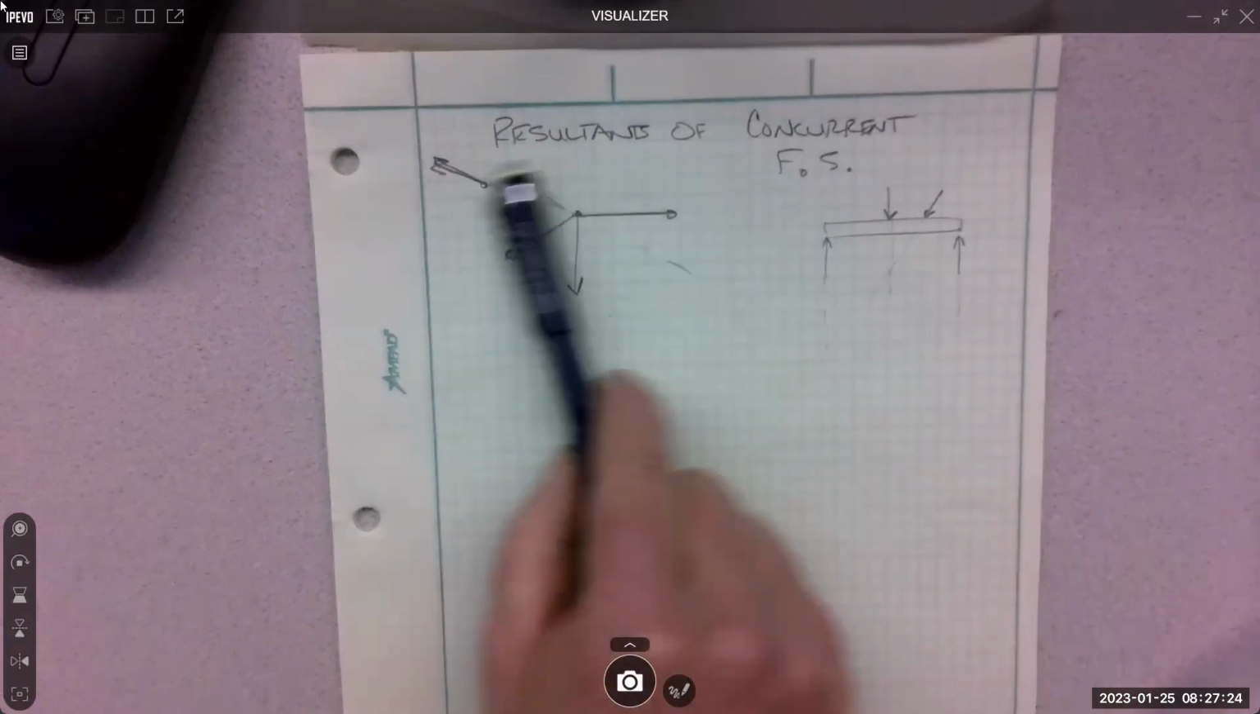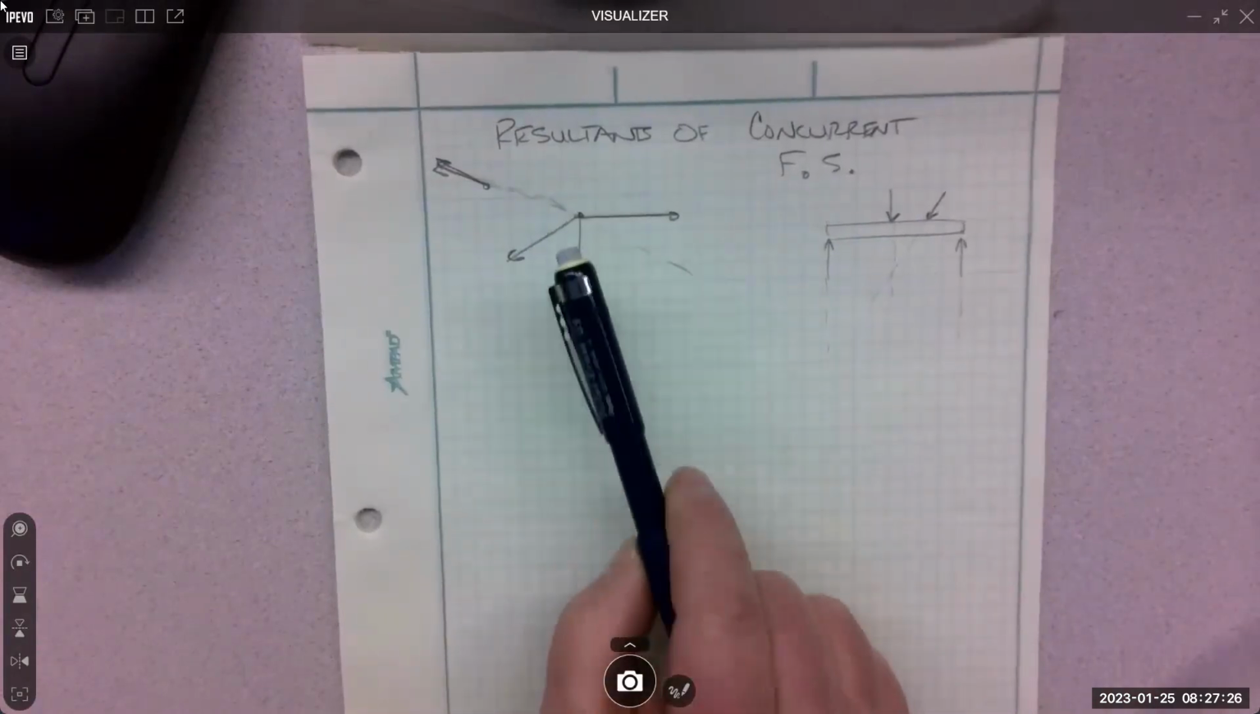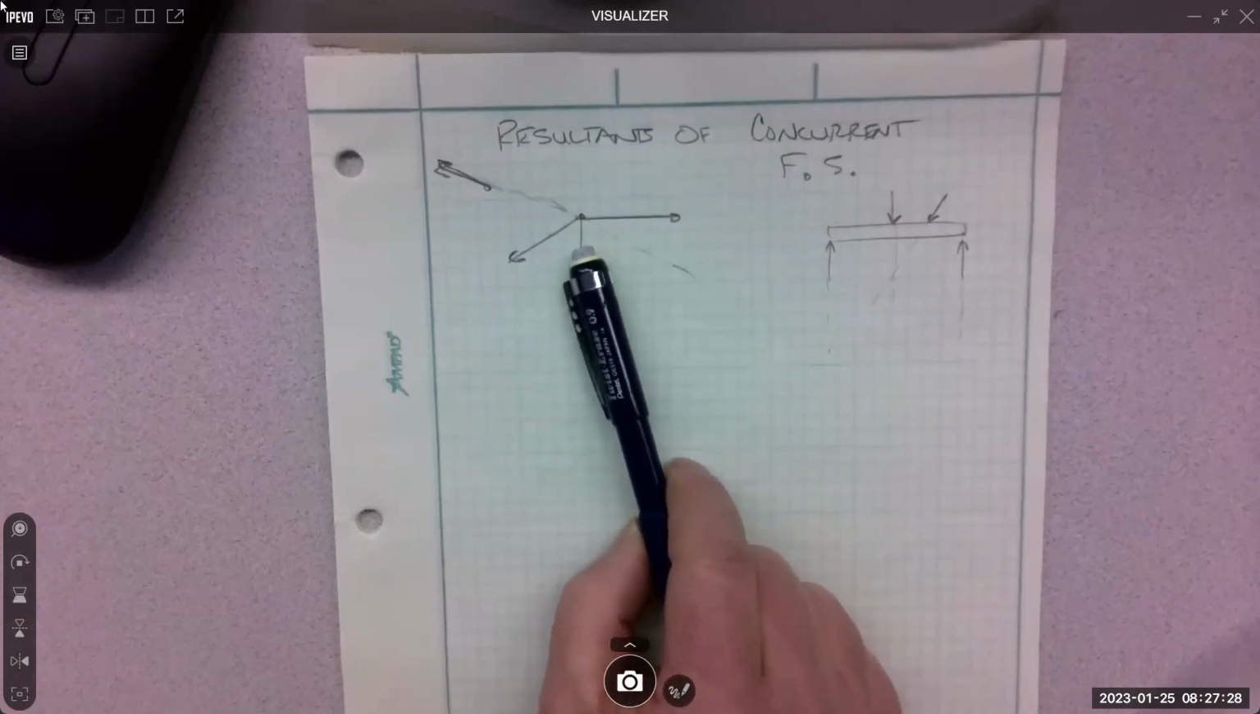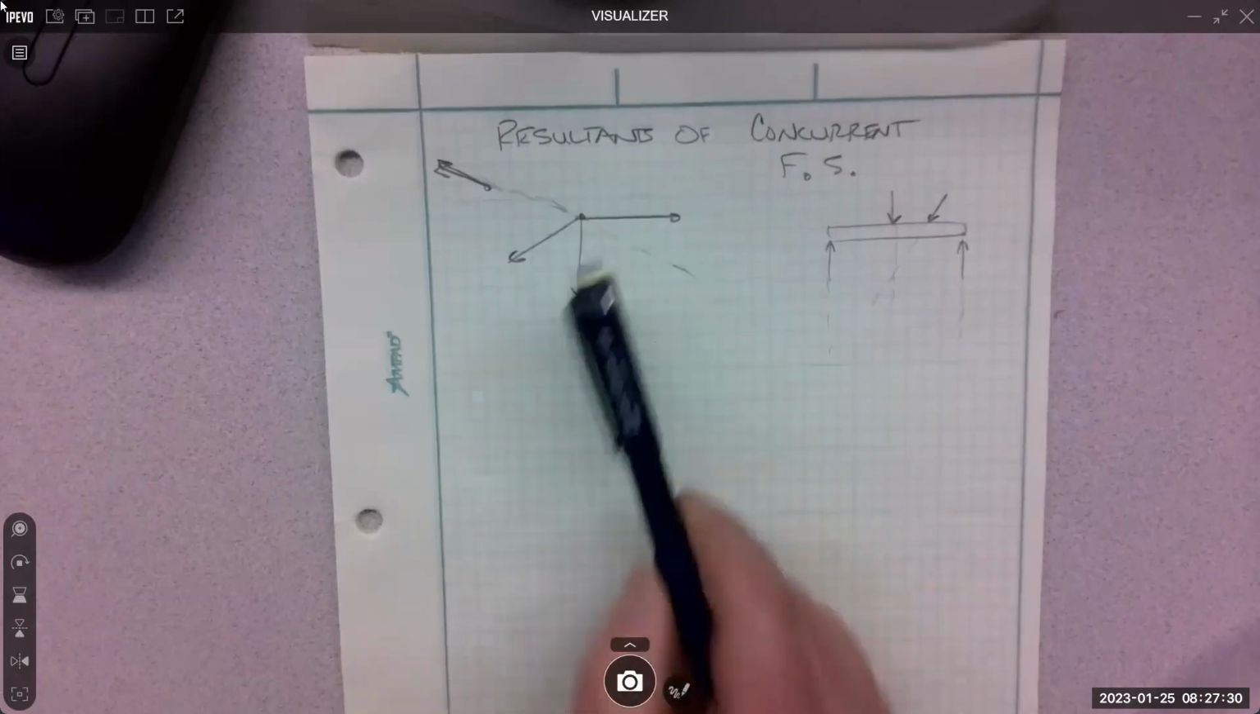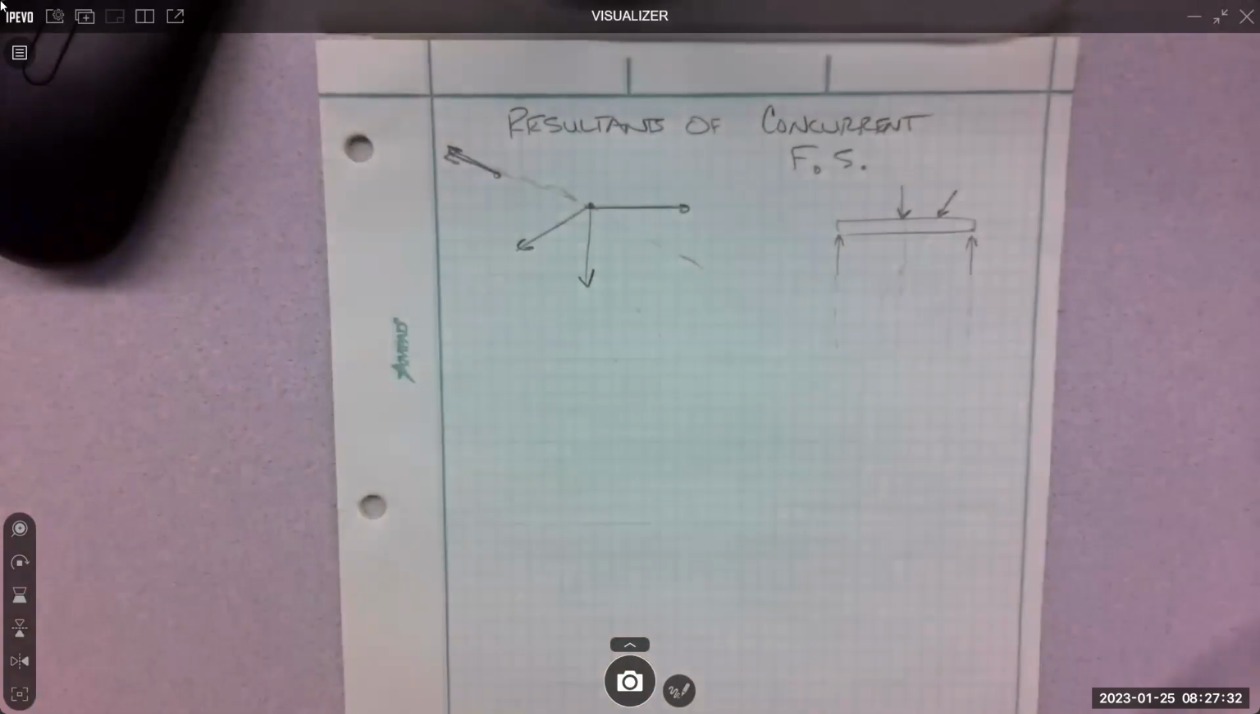This we pretty much have done. What's the method that we could use to find the resultant, the single force that could replace those 4? Yep. Find the components of each force, X and Y, and add them all up.